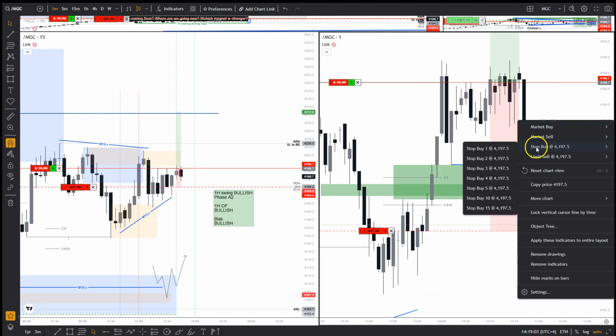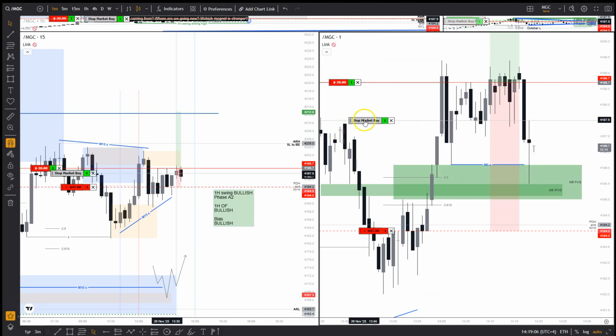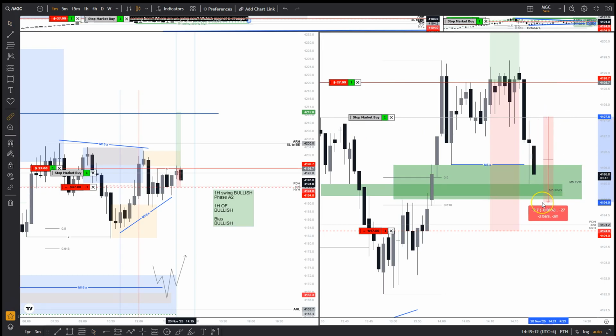One contract here to add, and then the stop loss will be 27 plus, yeah, it's going to be good. Now we are doing what? Are we going to break it? 61.8 here.